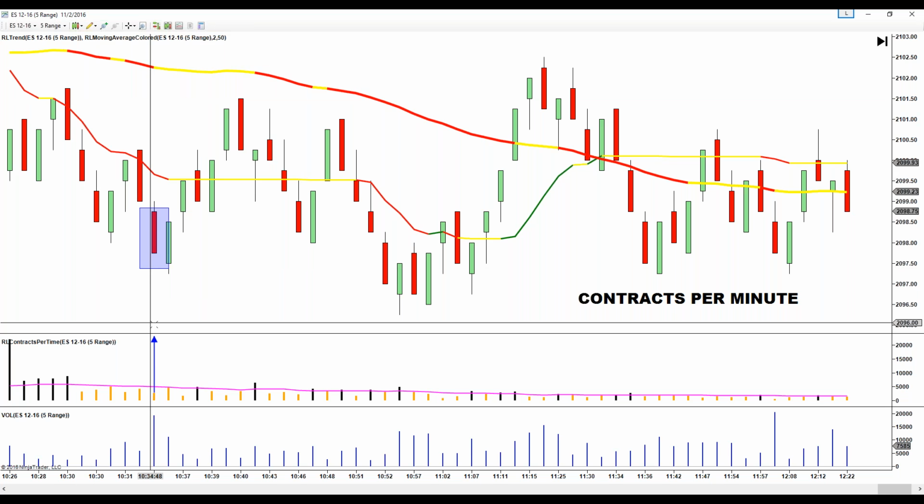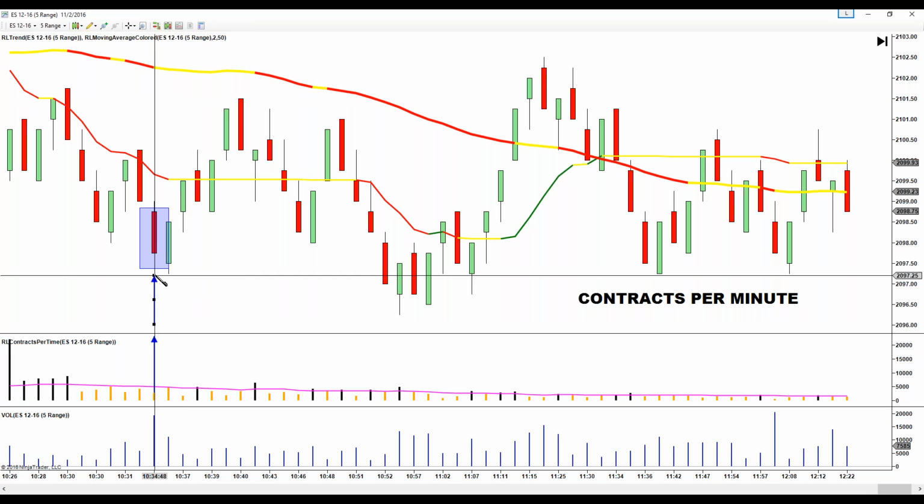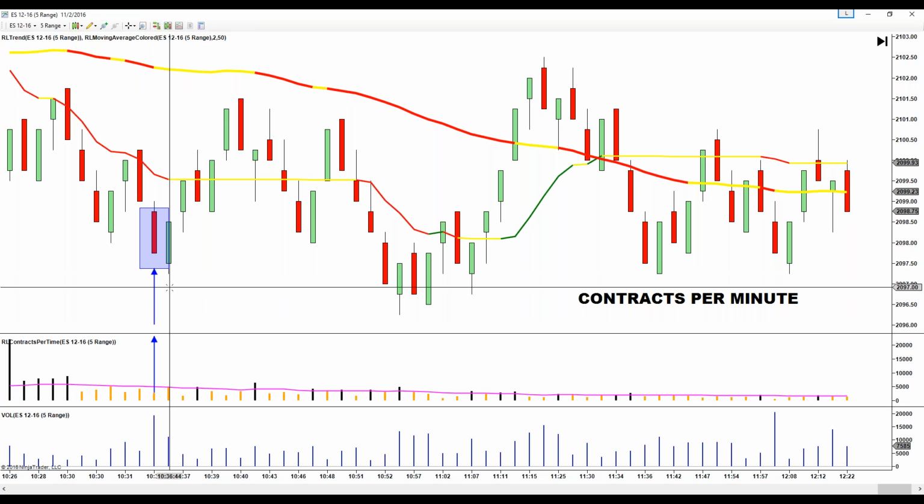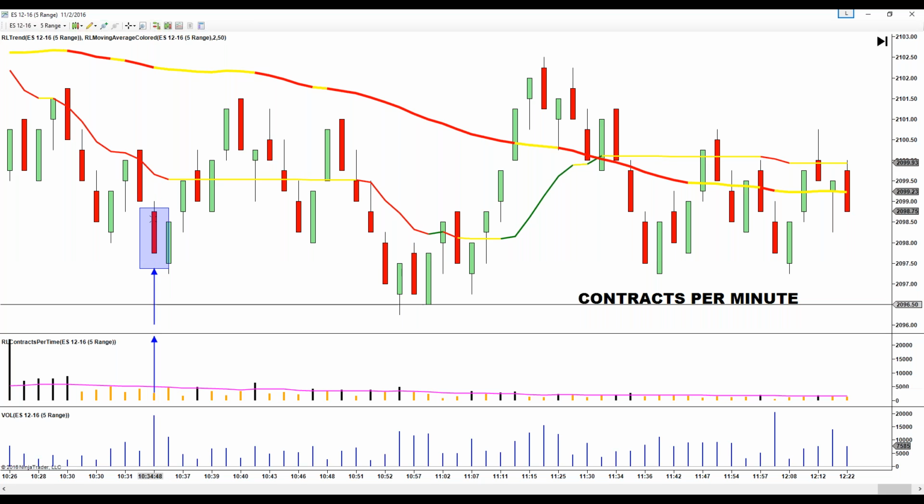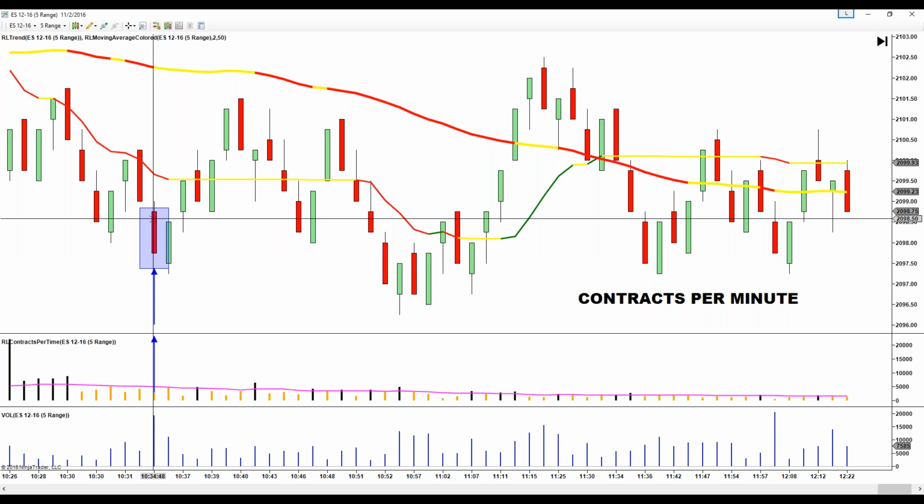Now the issue is you have two independent variables working for you here. It's how long the candle took to form directly affects how many contracts are going to cross during the formation of this candle. What you want is a volume indicator that only uses one independent variable.